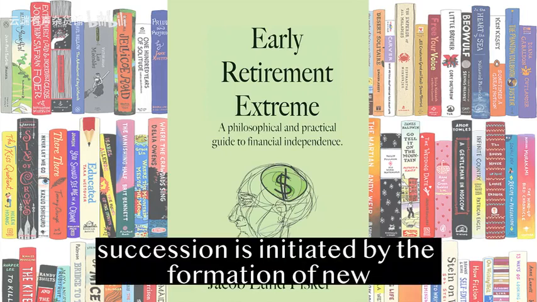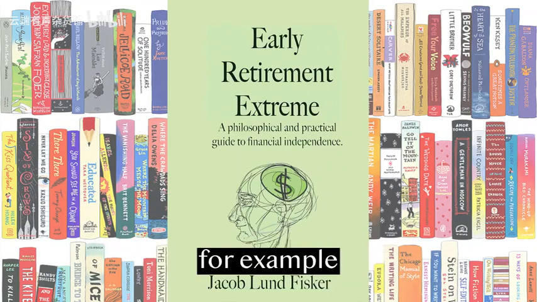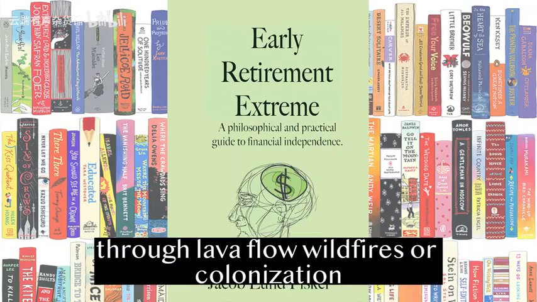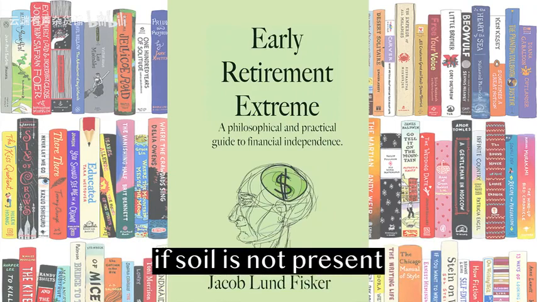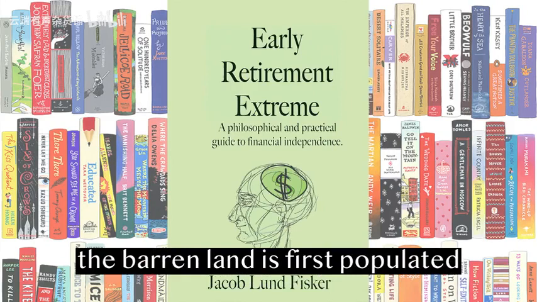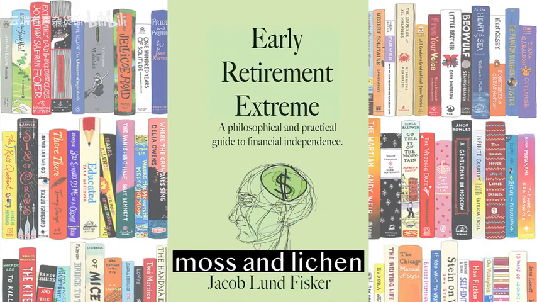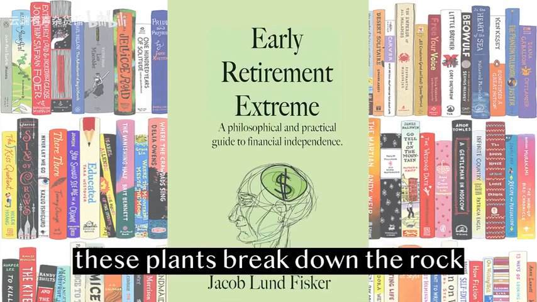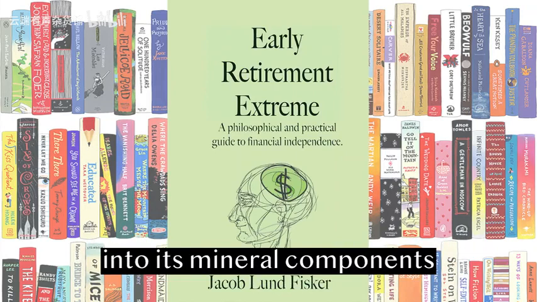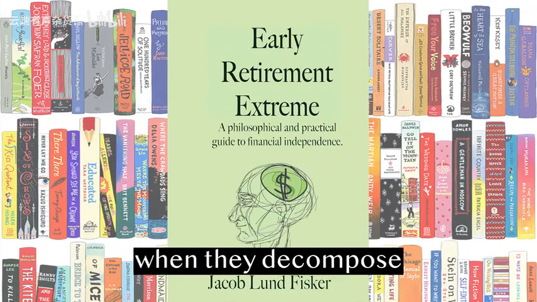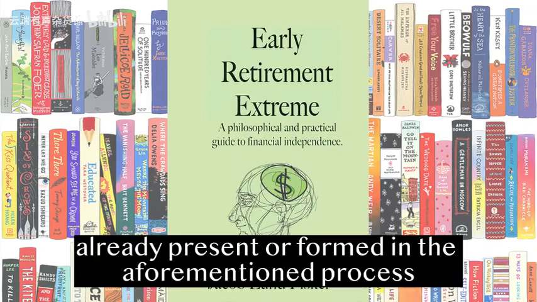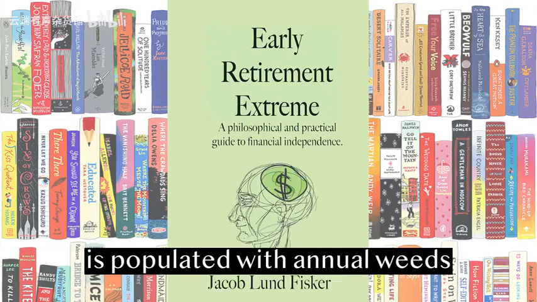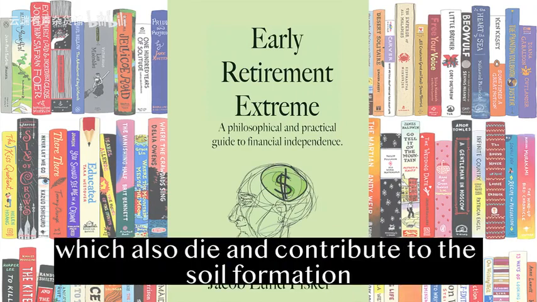In nature, succession is initiated by the formation of new, unoccupied habitat, for example, through lava flow, wildfires, or colonization. If soil is not present, the barren land is first populated by pioneer plants like moss and lichen that can live in cracks where water and dissolved minerals collect. These plants break down the rock into its mineral components and form soil when they decompose. The soil, whether already present or formed in the aforementioned process, is populated with annual weeds, which also die and contribute to the soil formation.